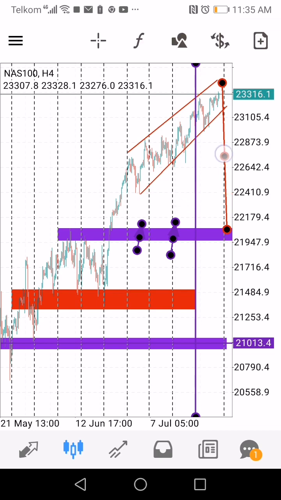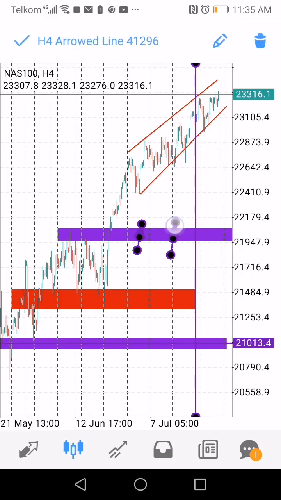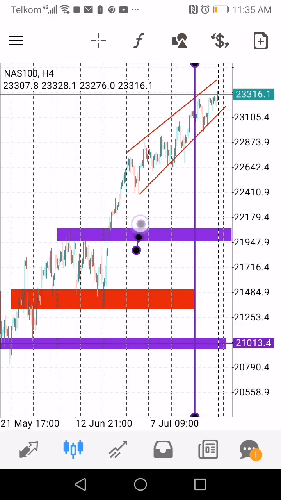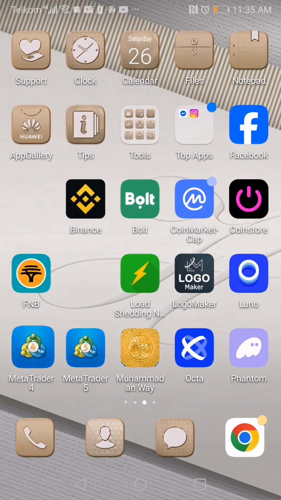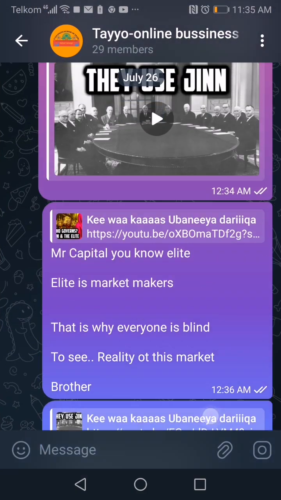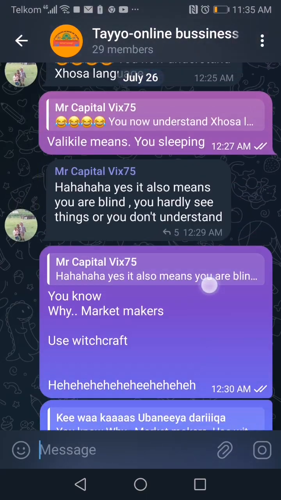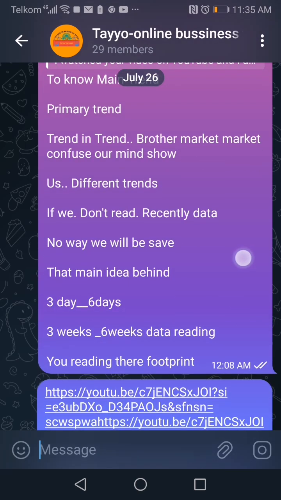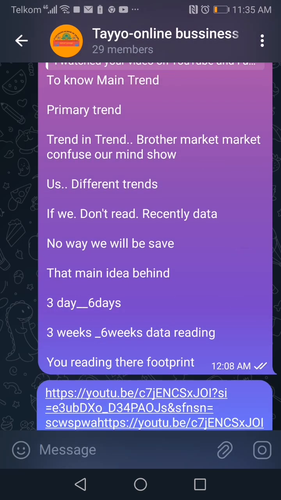Okay. So in this particular case, if you were buying, if you are not going back 6 months, 3 months, and you are reading channels like that, how are you going to identify, guys? They confuse you. You think you know what you're doing, and you're losing for nothing. Why? Because you are not reading enough data. They just show you trend in trend. There's no way. These guys, they designed it. If you don't read recent pricing data, no way we will be safe.